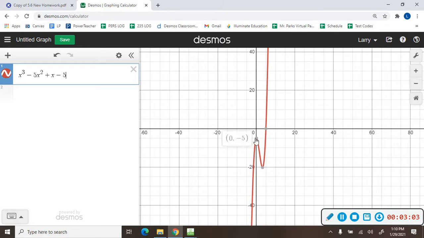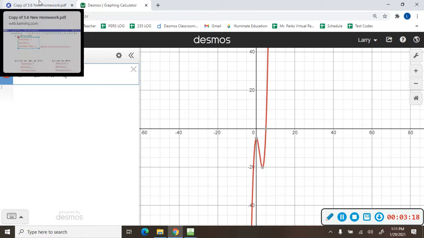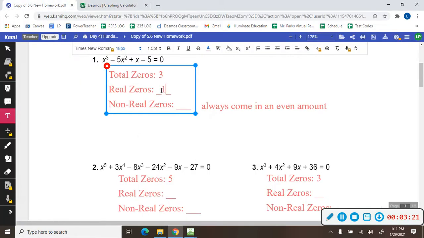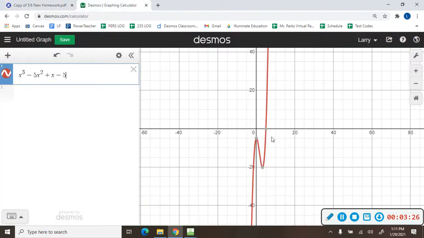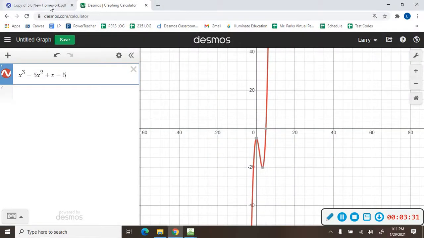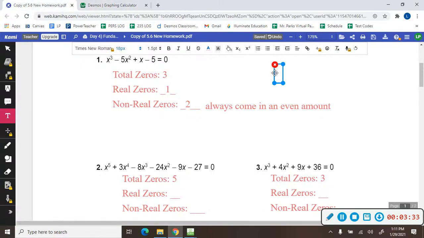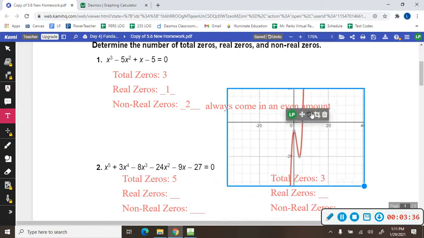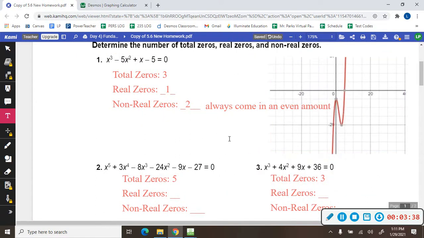Students the other day were calling this a solution. That's not a solution, that's a relative maximum. We're looking for where it crosses the x-axis. So I would say one real solution, so then the other 2 must be non-real. So I would say 1 and 2. And then I could even probably put that in there. See?